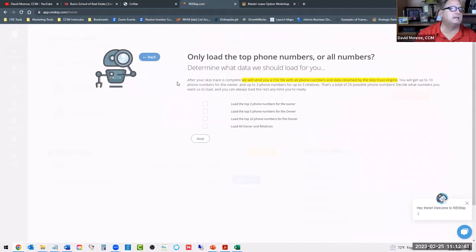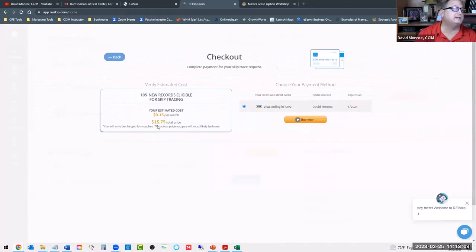And now I can select, after your trace is complete, we'll send you a CSV file with all this information. So I only want to load the top 3. I don't want 10 phone numbers. I don't want to load all the owners, relatives, and all that information. You can do that if you want. I only just want the top 3 phone numbers and email addresses. So I hit next. And so my total price, if all 69 are found, is going to be $15.75.